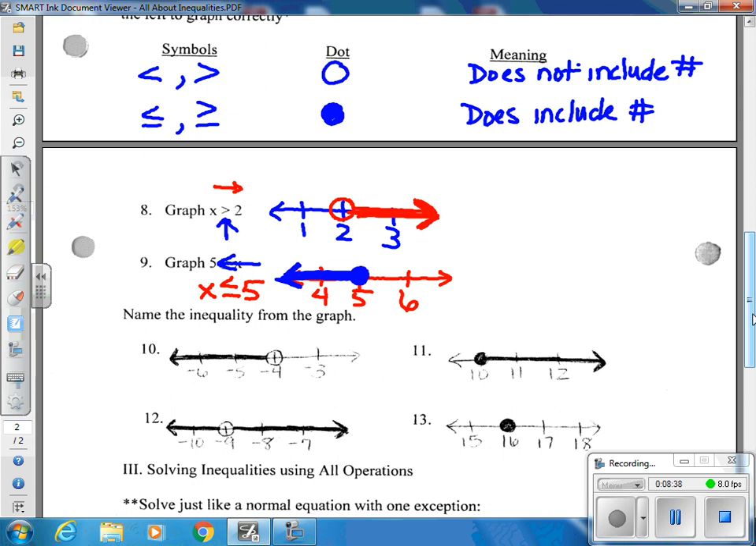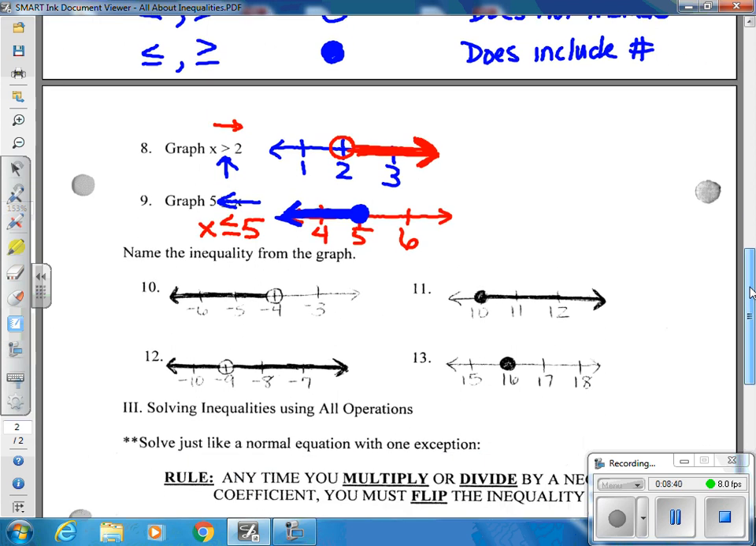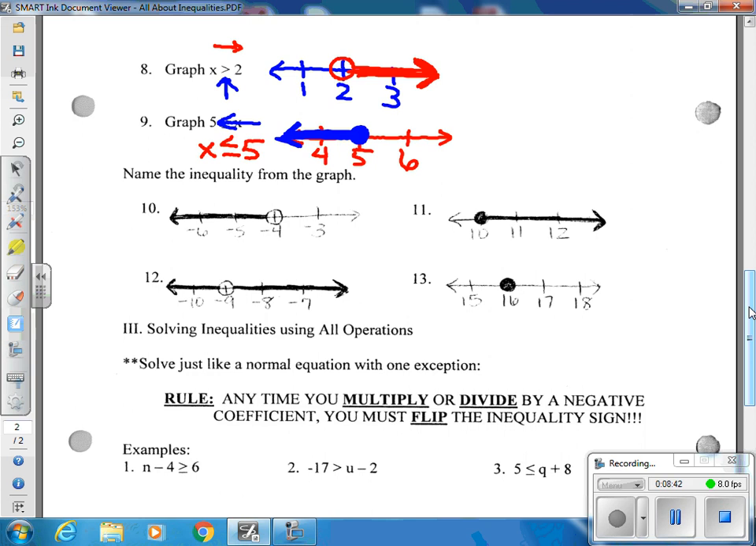All right, for 10 through 13, you are writing the inequalities that come off of the graph. And there are some unique ones in there. So I am going to do numbers 10 and 13 with you and let you try 11 and 12 on your own. For number 10, remember you have to have a letter, a symbol, and a number. So I'm going to use the letter x because that's my generic letter that I like to use. The number is where the dot is. So the dot is at -4.